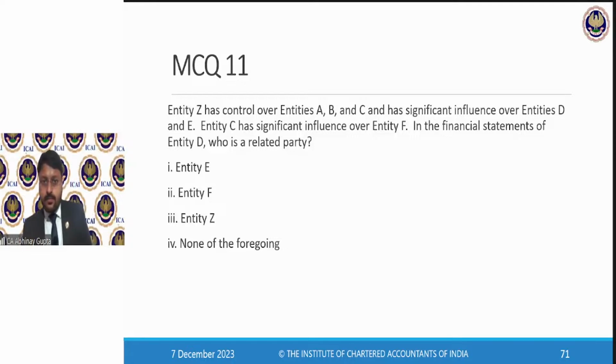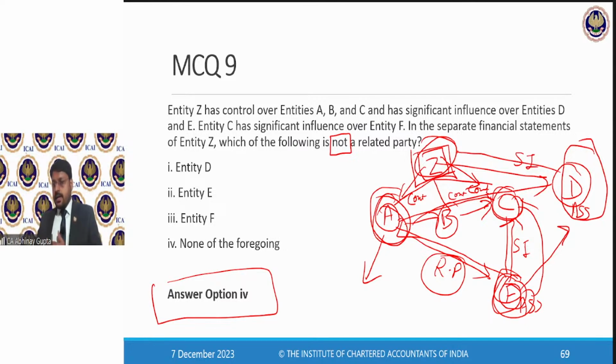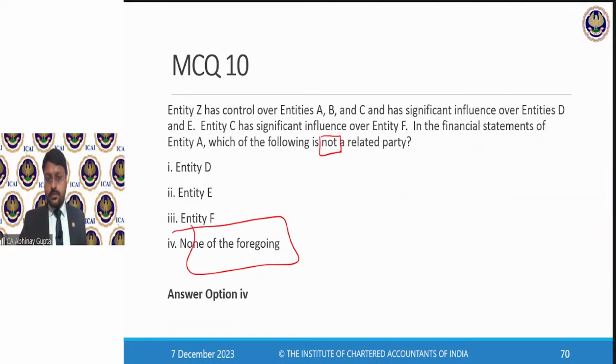Okay. Now, same chart, question is changed. For entity D, who is a related party now? Earlier we were talking about who is not a related. Now we are talking about who is a related, right? So let me get back to the chart again. So for entity D, this entity, now we are talking about who is related party. So Z is related, yes. ABC are related, yes. Now the question comes whether F is related or not. So is an associate of a subsidiary within the group related or not? That is the question.